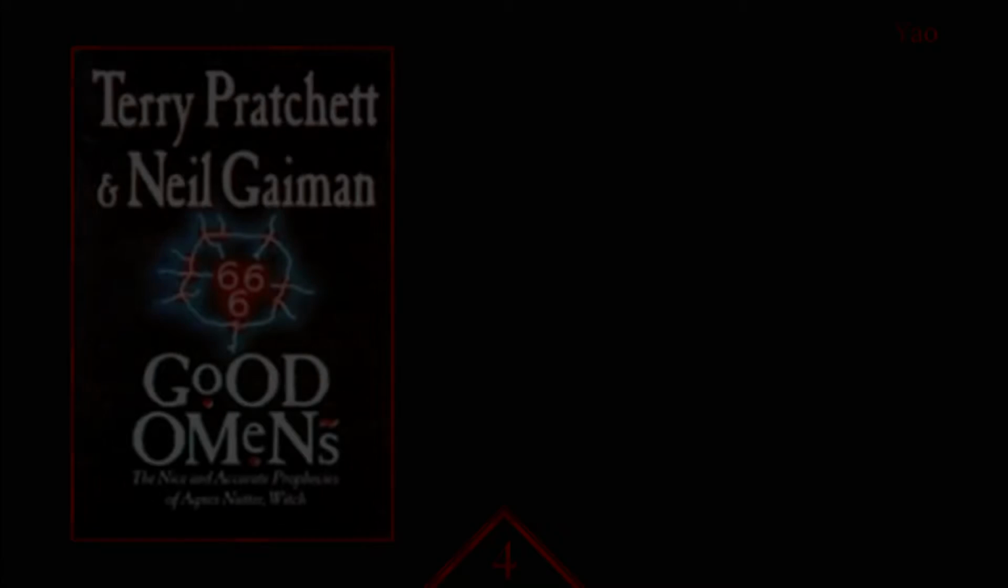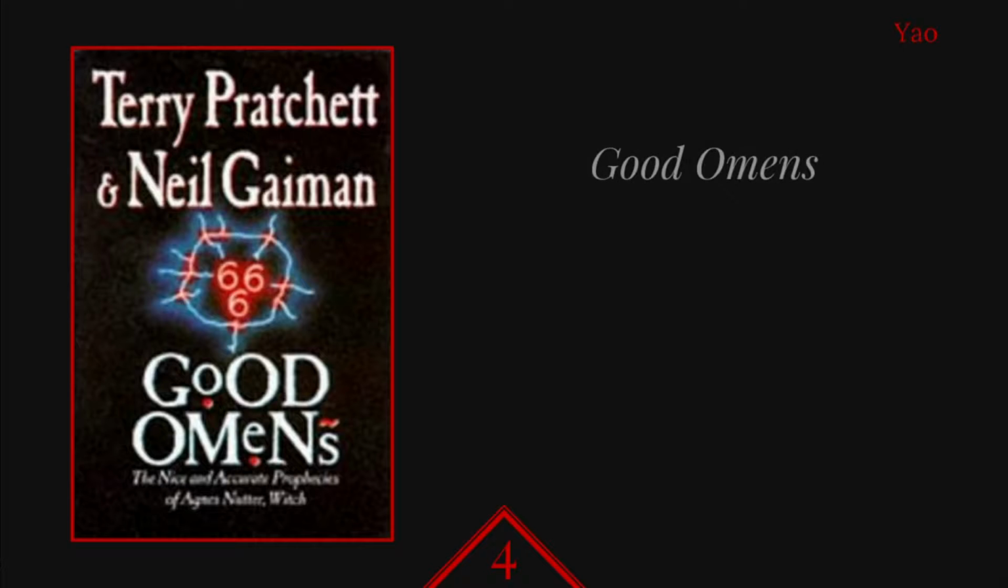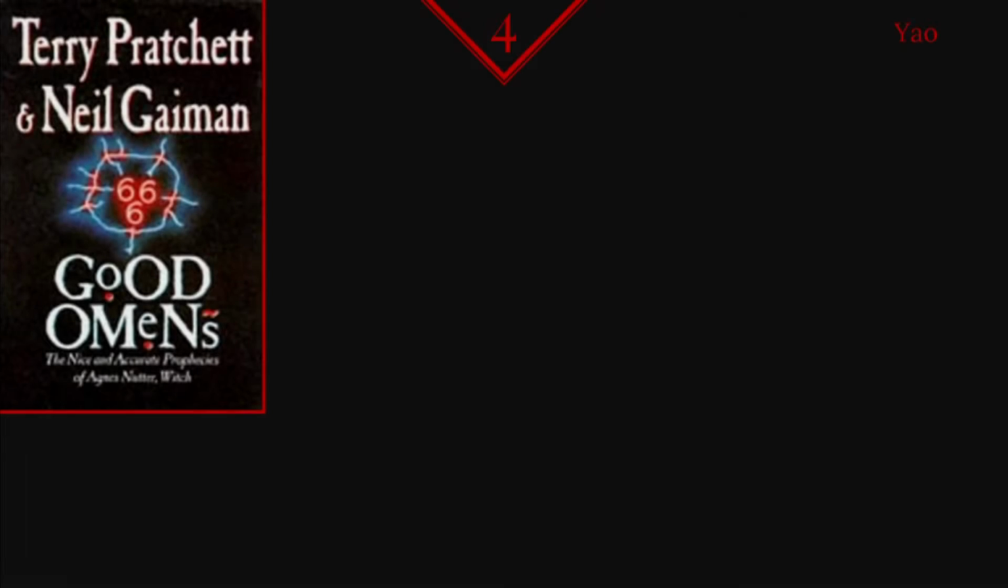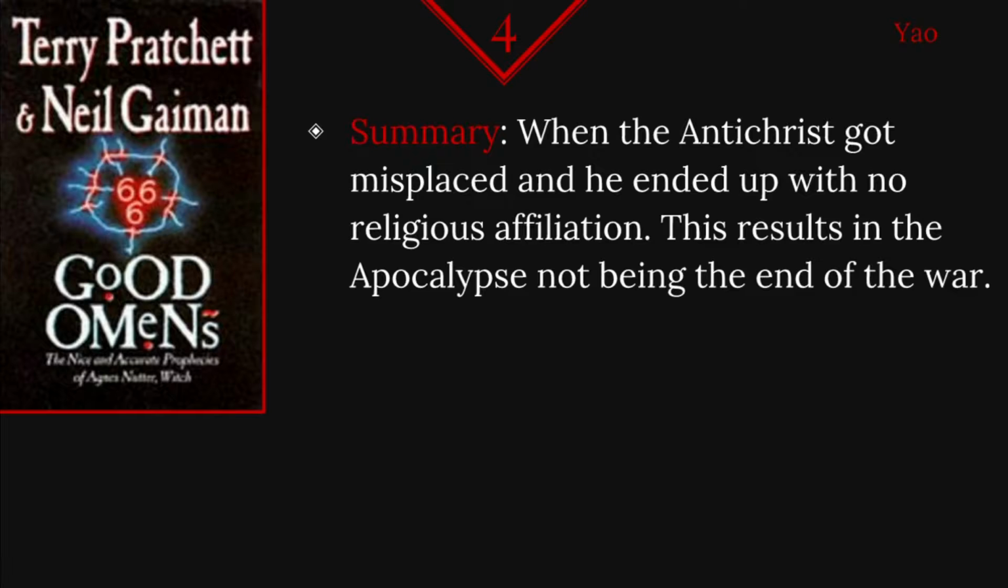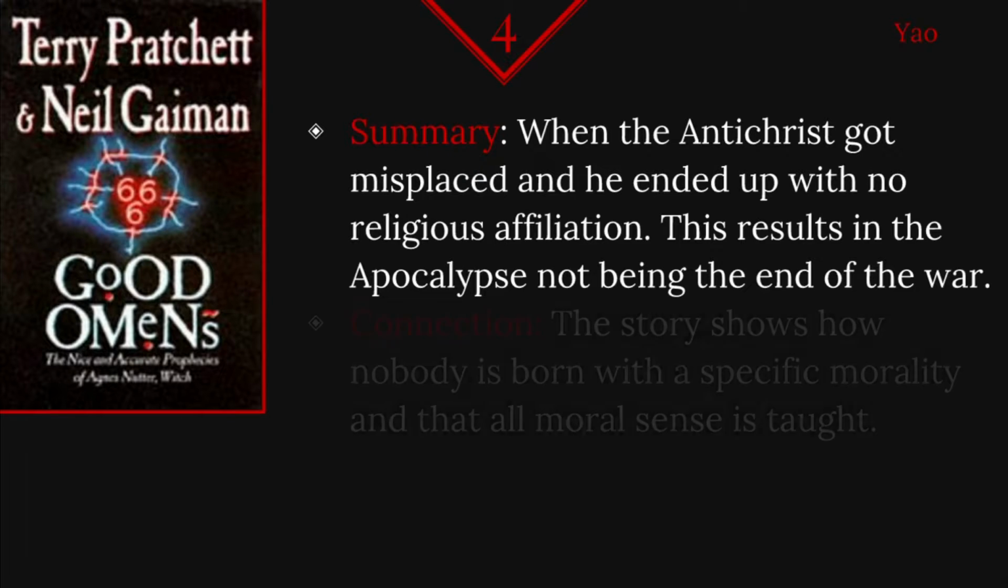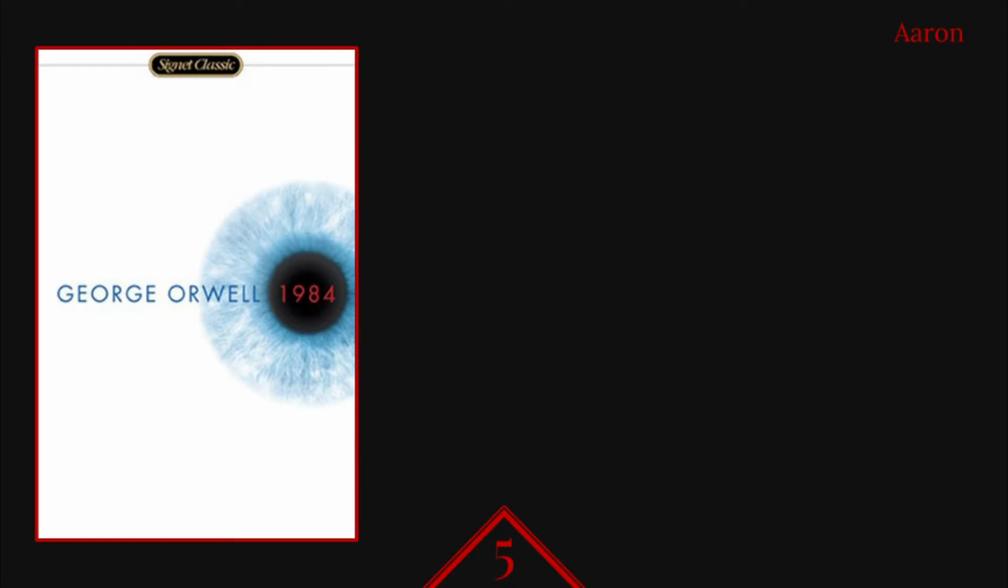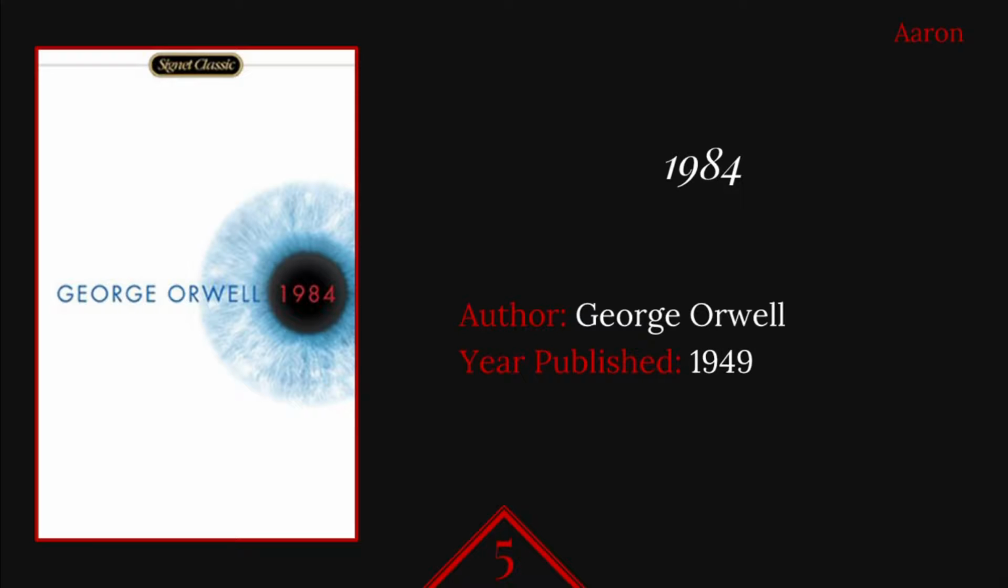The fourth novel, this is Yao's. Good Omens is the title, co-written by Terry Pratchett and Neil Gaiman, so we got two authors here. Published in 1990, well before we were born. The story is about when the Antichrist got misplaced and he ended up with no religious affiliation. This results in the apocalypse not being the end of the war. How does this connect to morality? Well, the story shows how nobody is born with a specific morality and that all moral sense is taught, not innate.